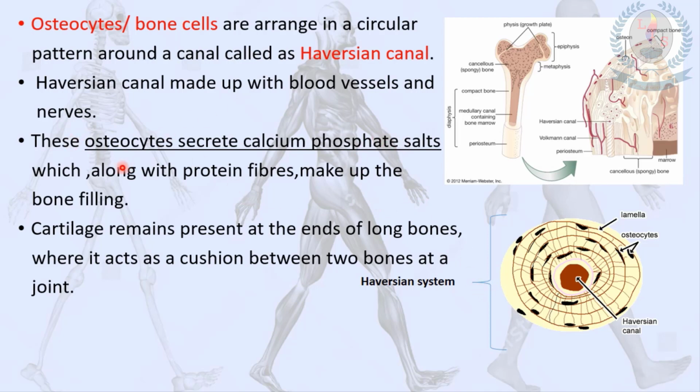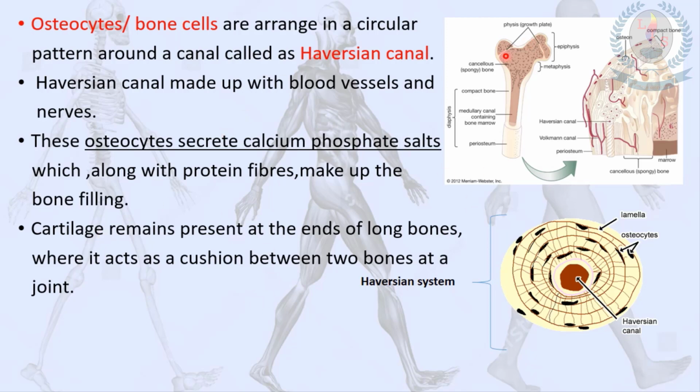These osteocytes secrete calcium phosphate salt, which along with the protein fibers makes up the bone filling. That means each and every black colored area, these osteocytes, are going to secrete calcium phosphate into these middle spaces, and when it connects with the protein fibers, it makes a stronger material which builds up this compact bone.